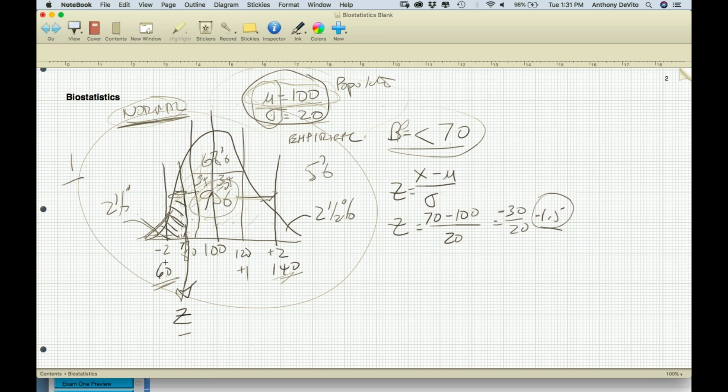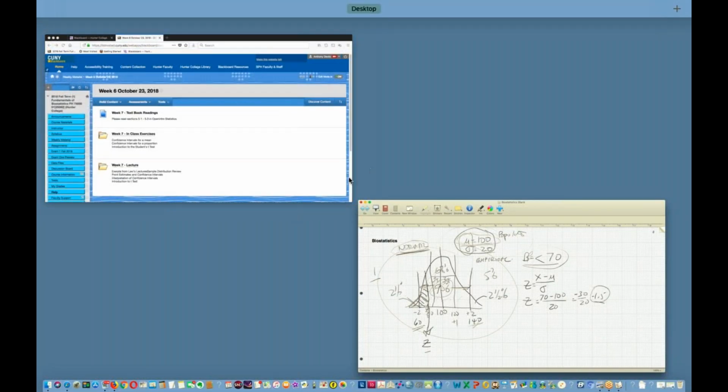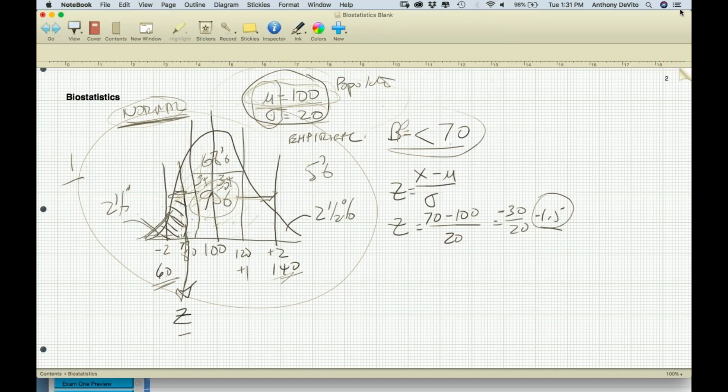So what do I do now? Well, now I have to figure out what that area is. What's the probability I would pick someone out that has that value? Okay, so I'm going to have to look for that.